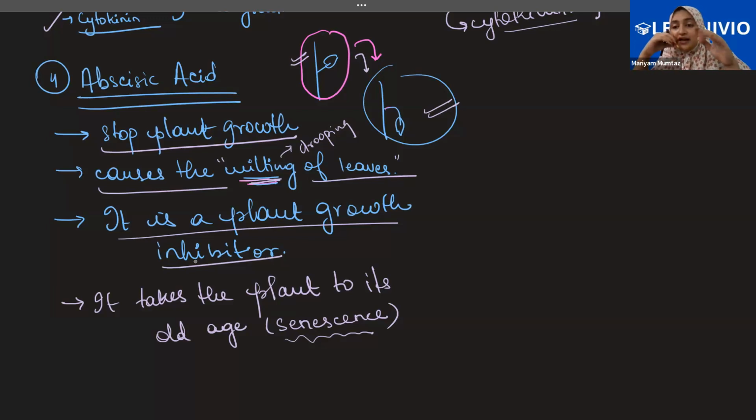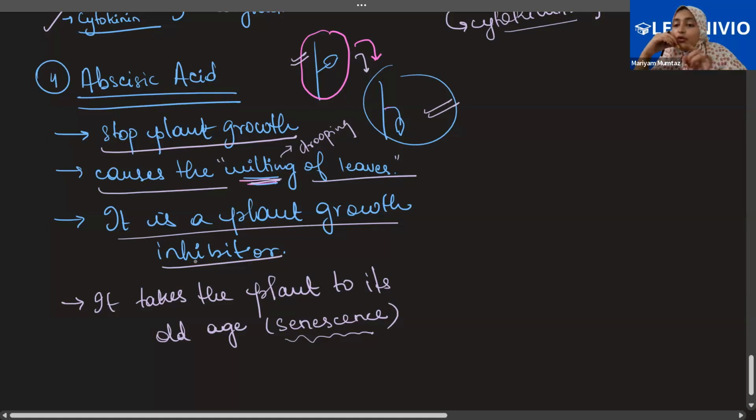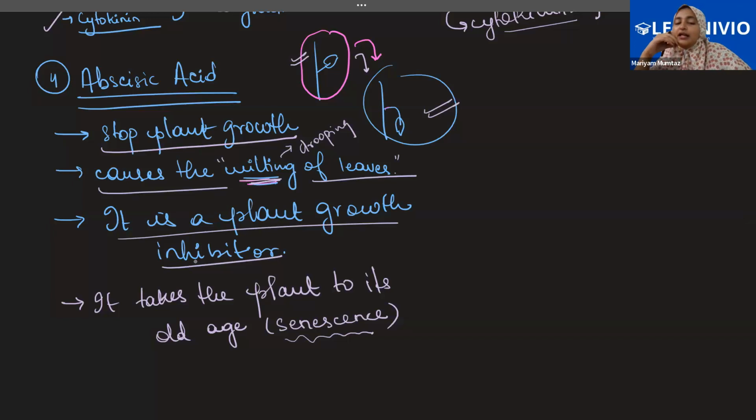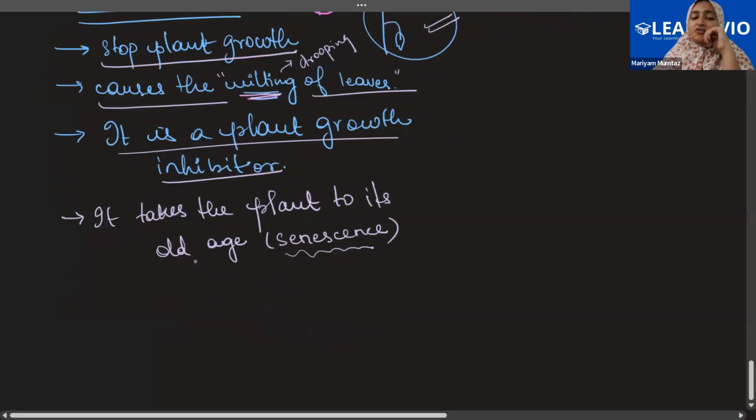Apart from that, have you seen that sometimes, when the plant does not get enough water or anything, the plant leaves start drooping down, right? That drooping down of the leaves also happens because of abscisic acid, and that drooping of the leaves is known as wilting of leaves. So abscisic acid is responsible for the wilting of leaves. All in all, you can say that this is a stress hormone. Okay, abscisic acid is a stress hormone.